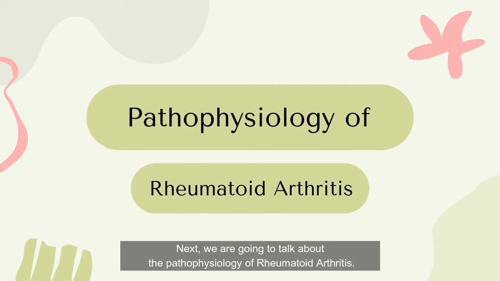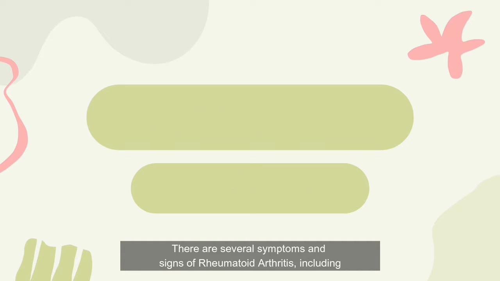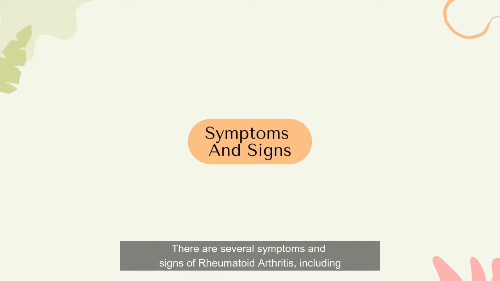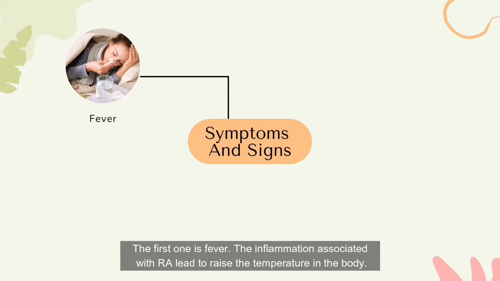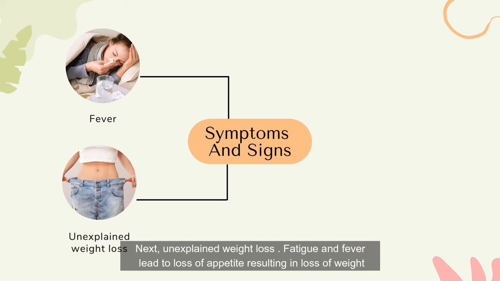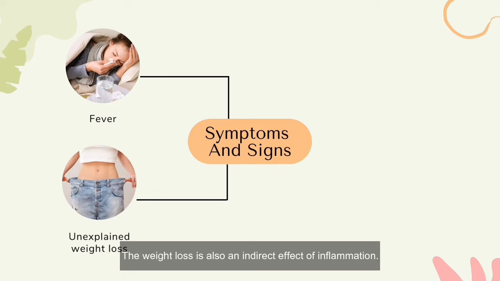Next, we are going to talk about the pathophysiology of rheumatoid arthritis. There are several symptoms and signs of rheumatoid arthritis. The first one is fever. The inflammation associated with rheumatoid arthritis raises the temperature in the body. Next, unexplained weight loss. Fatigue and fever lead to loss of appetite, resulting in loss of weight. The weight loss is also an indirect effect of inflammation.